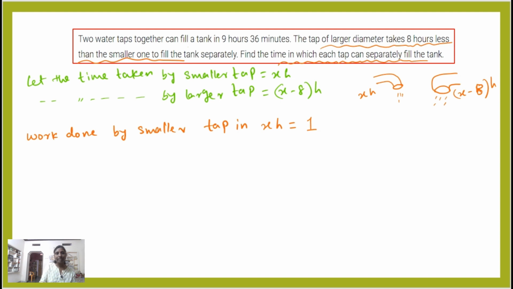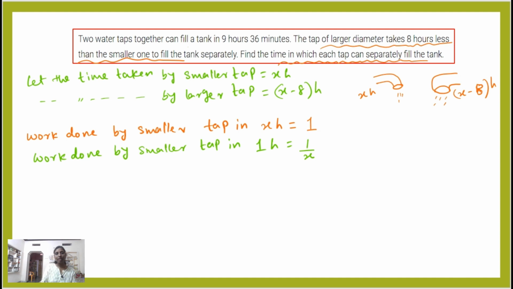Now work done by the smaller tap in 1 hour. Apply the unitary method. In the example the work is 28 pages, so one day's work is 28 by 7, but here the work is 1. So 1 hour's work is 1 by x. Here you don't write h. It is a piece of work. In 1 hour the smaller tap can fill 1 by x part of the tank.